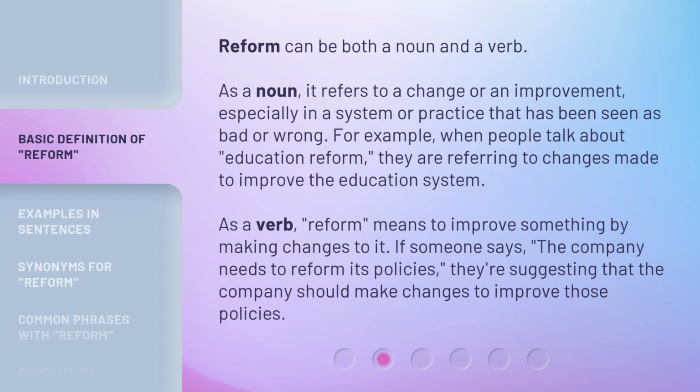As a verb, reform means to improve something by making changes to it. If someone says, the company needs to reform its policies, they're suggesting that the company should make changes to improve those policies.